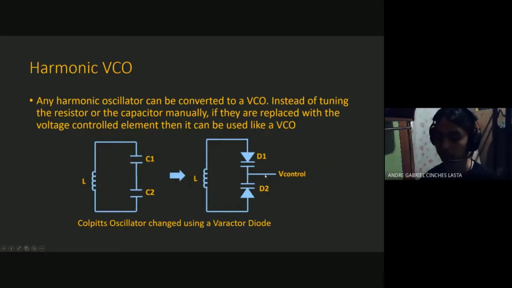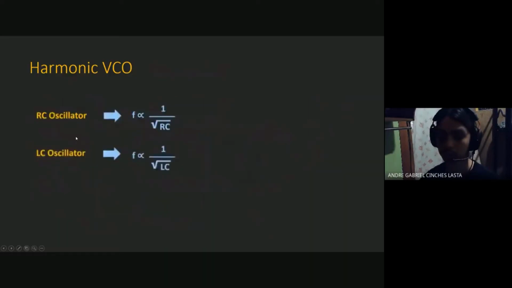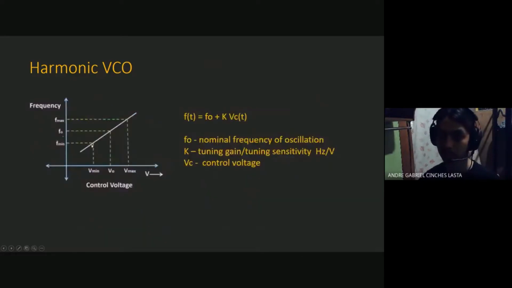the input control voltage. So for the RC and LC oscillator, its output frequency is inversely proportional to the square root of the RC and the LC. Now, looking at its characteristic curve, when the control voltage is increased, the output frequency should also increase. And when the control voltage is decreased, the output frequency should also decrease.